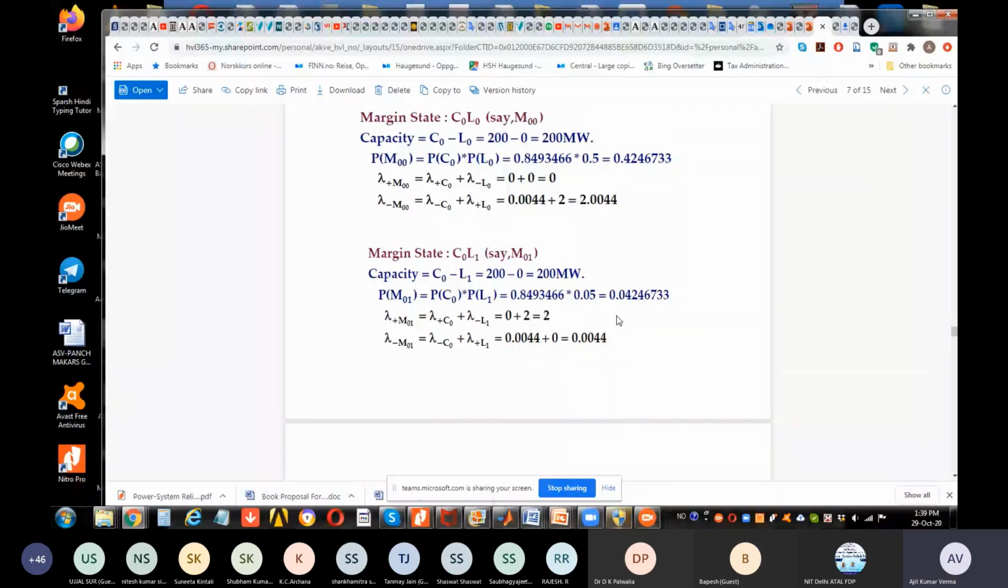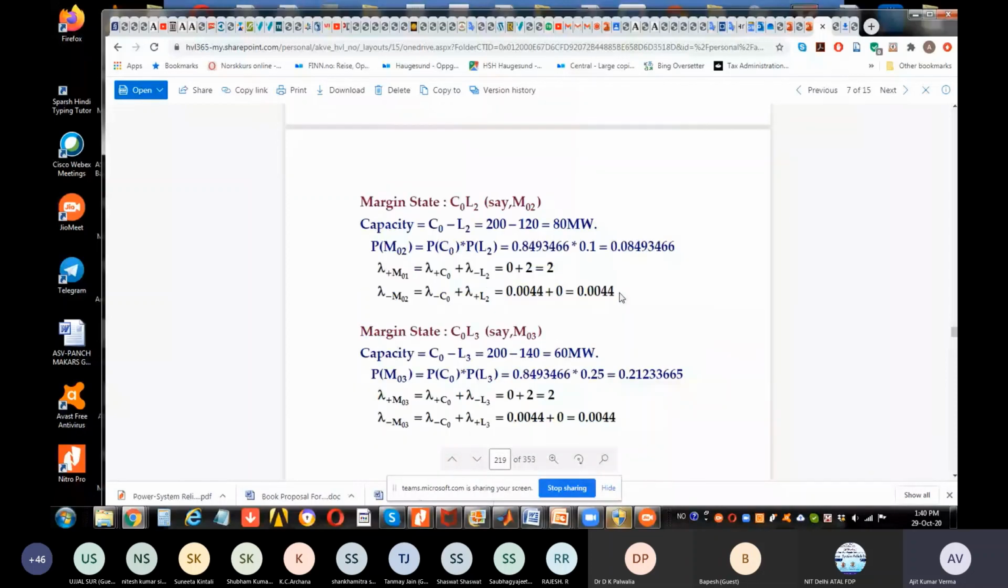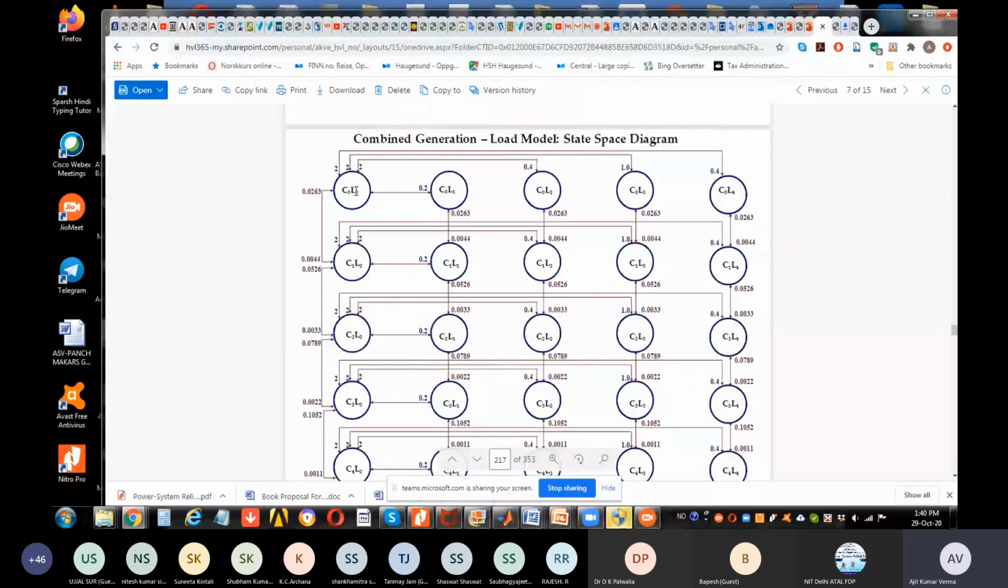Let's do one or two more so that you get a hang of it. It's a bit confusing because you need to keep always referring to the table and then keep checking everything. So it can become a bit messy, but it's not really that messy if you are careful and you are not in a great hurry. So let's look at the other margin state. So we have looked at C0, L0, C0, L1. Let's look at C0, L2.